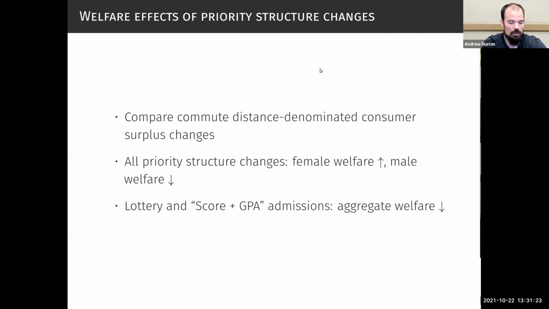Okay, finally, we can say something about welfare here because we estimated a utility model. We can compare these commute-distance-denominated consumer surplus changes as a result of changing the priority structure. To sum up, all these priority structure changes increase female welfare while reducing male welfare, which shouldn't be surprising given the changes we proposed. The lottery and the Score Plus GPA admissions reduced aggregate welfare, the Score Plus GPA one not by much. The lottery is catastrophic for welfare because preferences for highly demanded schools are stronger among high scorers. When you break that link between your score and the kind of school you can get into, there's an aggregate welfare loss because people are not getting schools they value very highly as often.